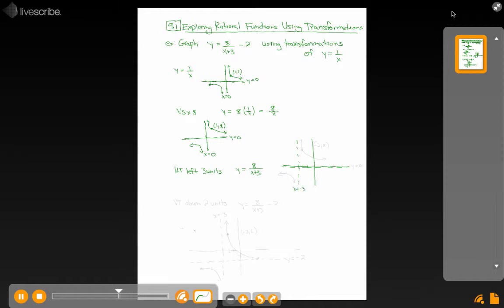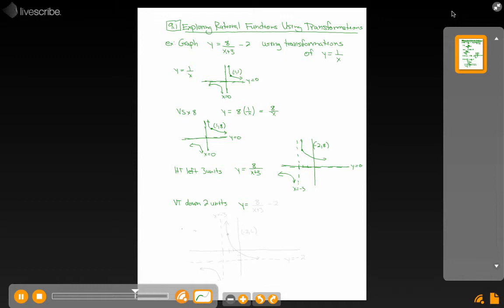The horizontal asymptote hasn't changed. It's still at y equals 0. The point that I was labeling is now going to be up here at negative 2, 8. And so we've got the same shape curve as we had in the last one, but it's been shifted to the left. Finally, the last one is a vertical translation down 2 units.